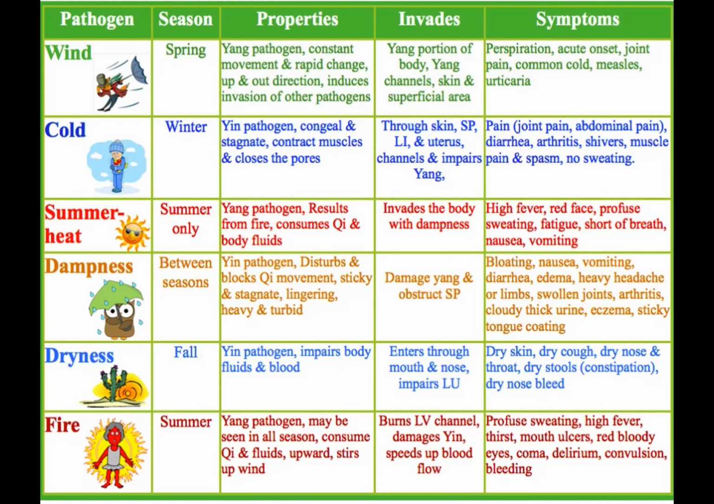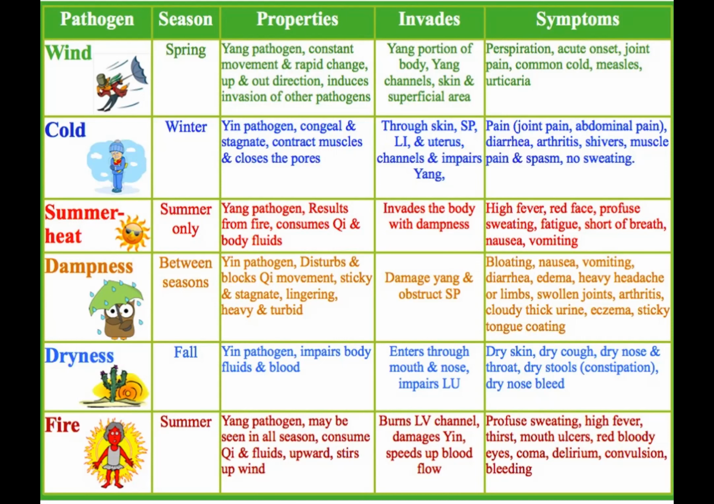Summer heat. So summer only. It is a yang pathogen, results from fire, consumes qi and body fluids. Summer heat invades the body with dampness. So there will be high fever, red face, profuse sweating, fatigue, shortness of breath, nausea, vomiting.